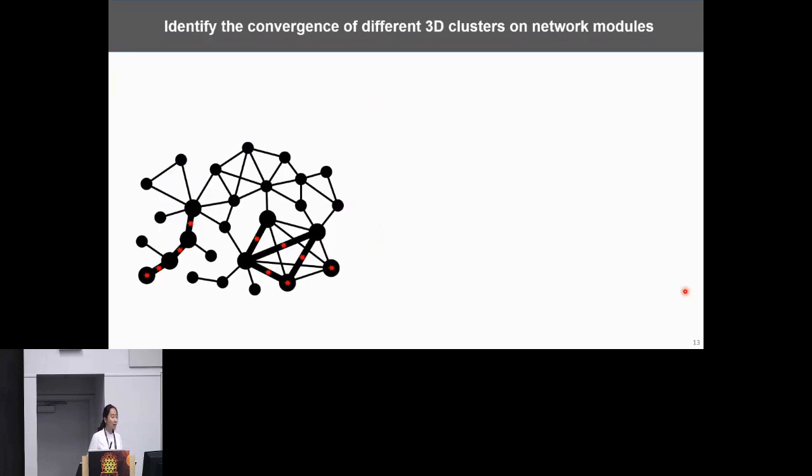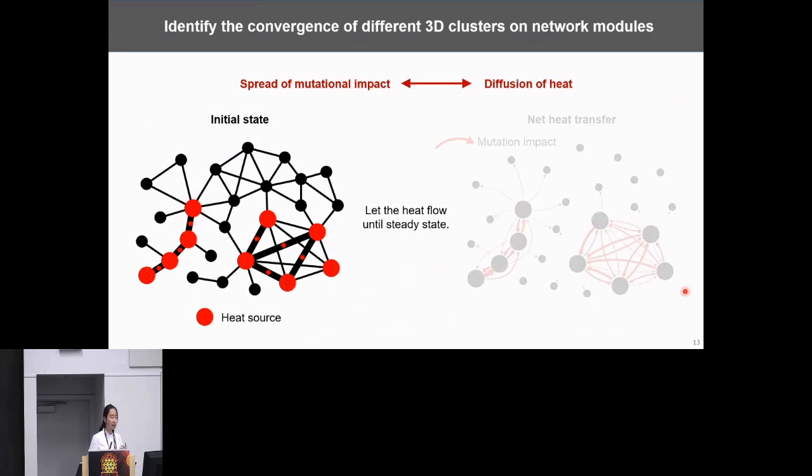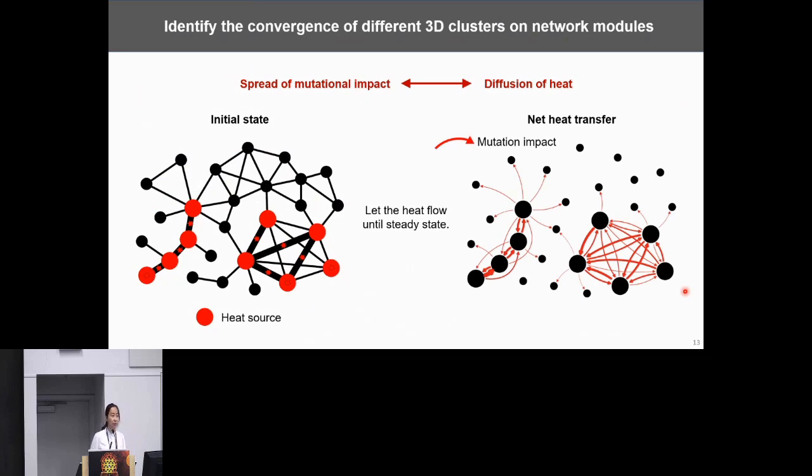structural data. And after comprehensively identifying 3D clusters, we try to identify the convergence on common network modules. This is achieved using a heat diffusion model. Specifically, we assign initial heat scores to every protein, based on the significance of their 3D clusters. Then we iteratively diffuse the heat along the connecting protein-protein interactions until it reaches a steady state. By comparing the overall initial heat distribution with the steady state heat distribution, we can calculate the net heat transferred between proteins so that we can identify interconnected modules.